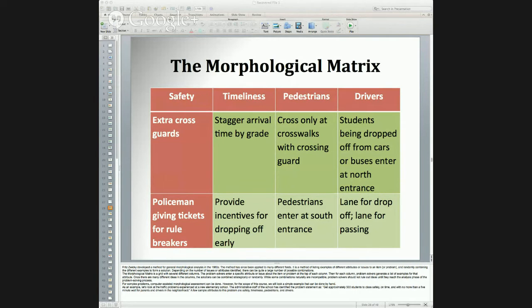For complex problems, computer-assisted morphological assessment can be done. However, for the scope of this course, we will look at a simple example that can be done by hand. As an example, let's look at the traffic problems experienced at a new elementary school. The administrative staff of the school has identified the problem statement as get approximately 500 students to class safely, on time, and with no more than a 5-minute wait for parents and drivers in the neighborhood.